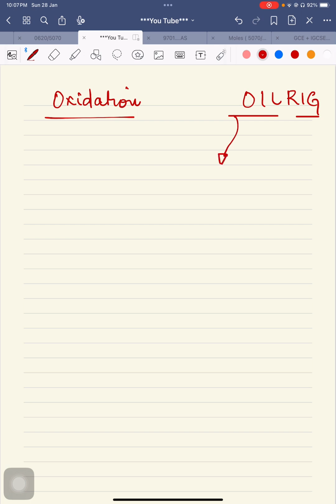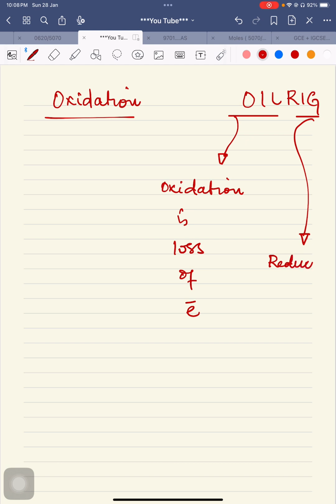What is OIL? Oxidation is loss of electrons. Oxidation is loss of electrons. So whenever electrons are being lost, we say oxidation is happening. And what about reduction? Reduction is gain of electrons.